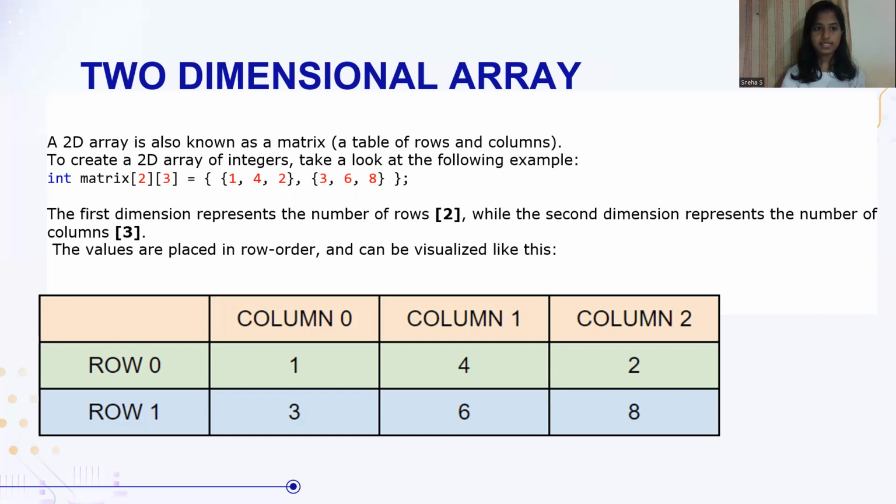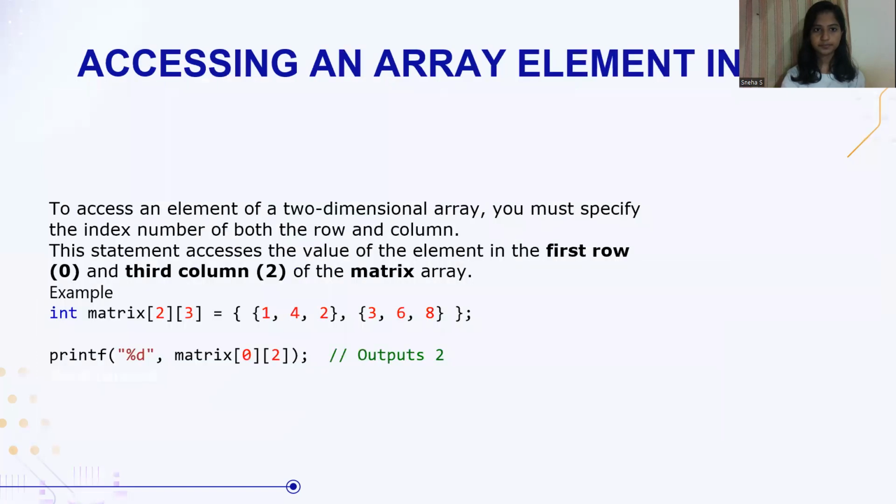Here is an example, int matrix[2][3]. That means there are 2 rows and 3 columns, and these are the elements of that array. The first dimension represents the number of rows, that is 2, and the second dimension represents the number of columns, that is 3. Here this table is an example for a two-dimensional array.